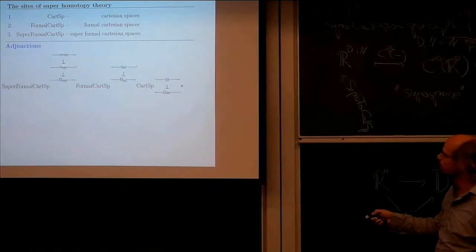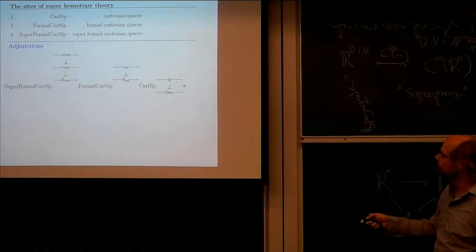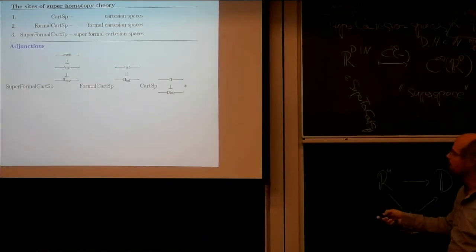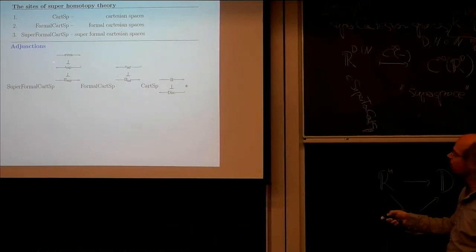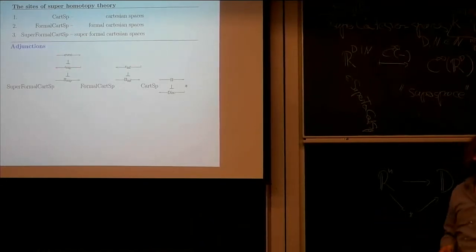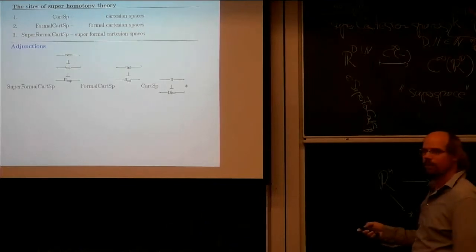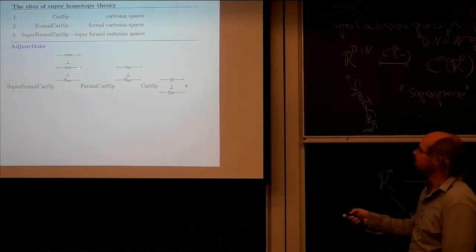So we actually can consider this full inclusion here, Cartesian spaces all the way into superformal Cartesian spaces, trivial superformal thickening, and it's again co-reflective. The very interesting thing is that this second inclusion here is also reflective. It's a little exercise again, I won't do it on the board. It's a simple exercise.